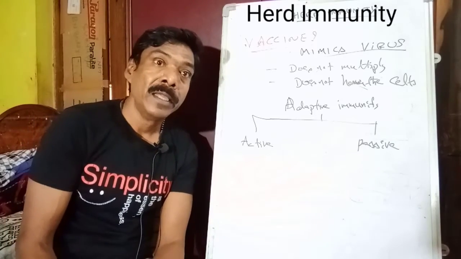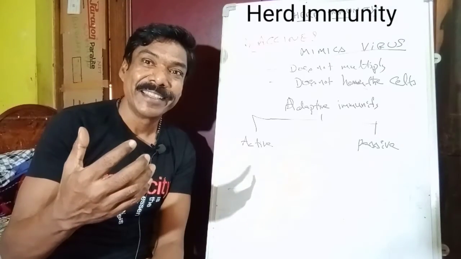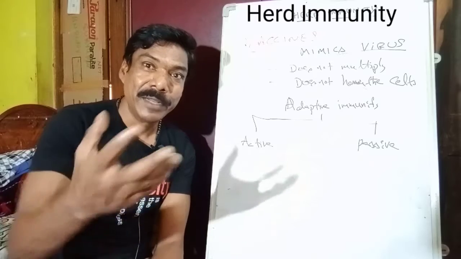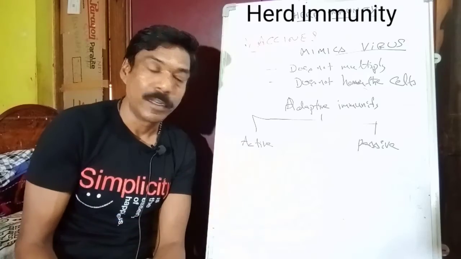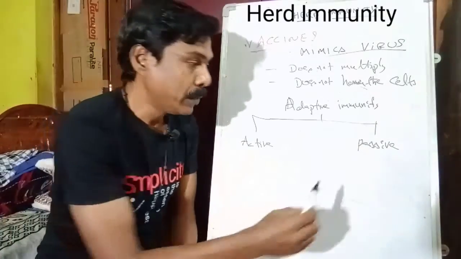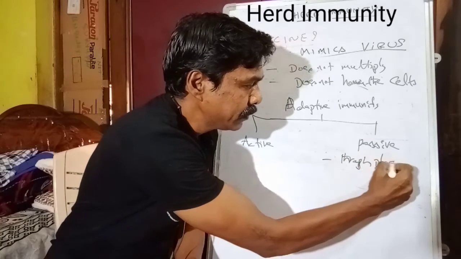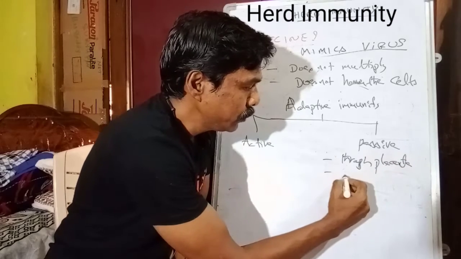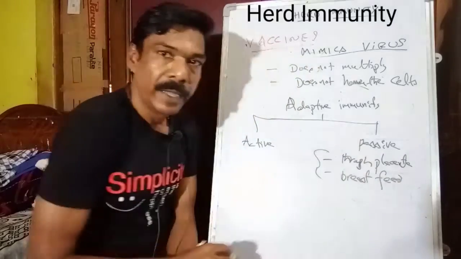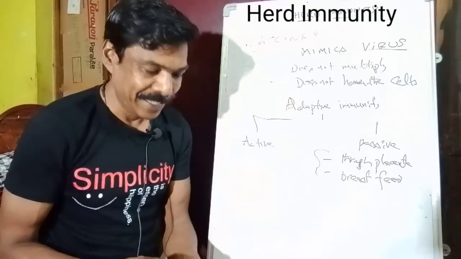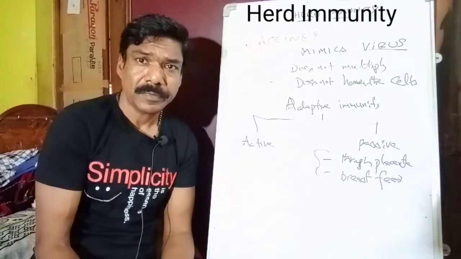Also, a newborn baby will develop adaptive immunity through breastfeeding, by drinking the milk of the mother. Through that milk itself, it will receive the antibodies required to fight against a particular virus. Okay, through the placenta or through breastfeeding for babies.